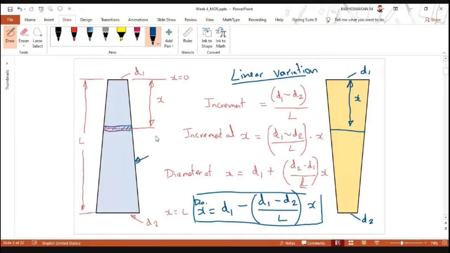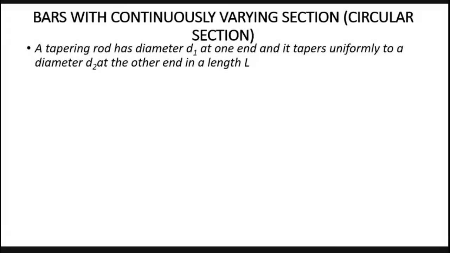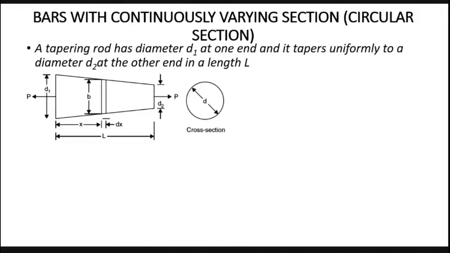Okay, so we need not complicate that. We will concentrate only on linear variation. You have a tapered bar. Let me consider a tapered bar which has a circular cross section, something like this. Here you can see that at one side the diameter is d1 and at the other it is d2. You have a force acting like this.